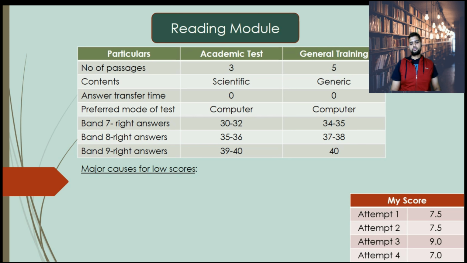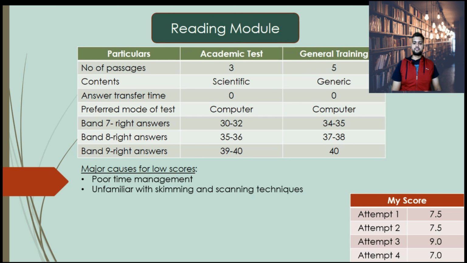The major causes of low scores: one is poor time management. I've seen many people running out of time at the end of the test and not covering all the questions. Another is being unfamiliar with skimming and scanning techniques. This is one important criterion to crack this reading test, so you'll have to practice these techniques to make sure you go through the examination easily.